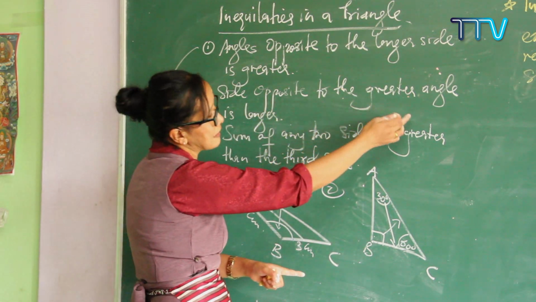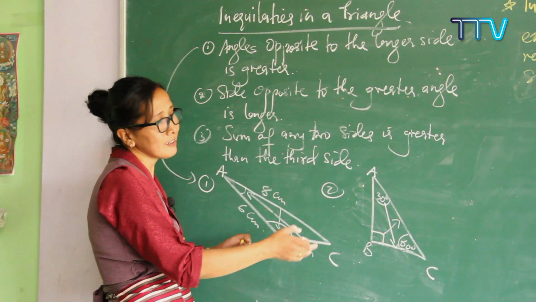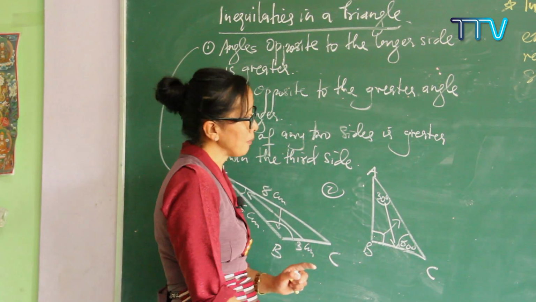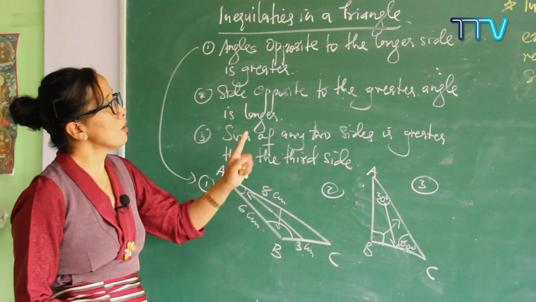The side opposite to the greater angle is always longer, and the side opposite to the smaller angle is always shorter. Do you get it? Now come to the third one. We can prove it in this way. See, sum of the angles.